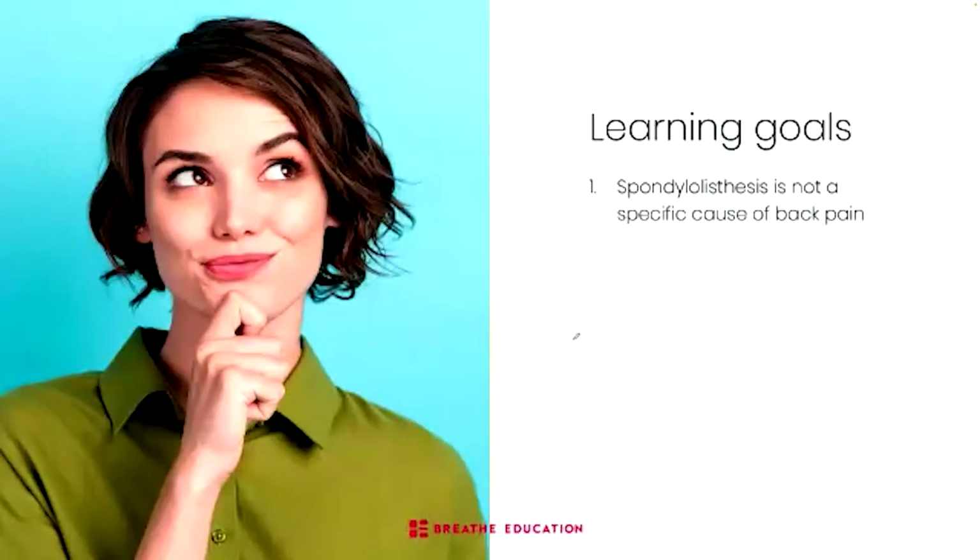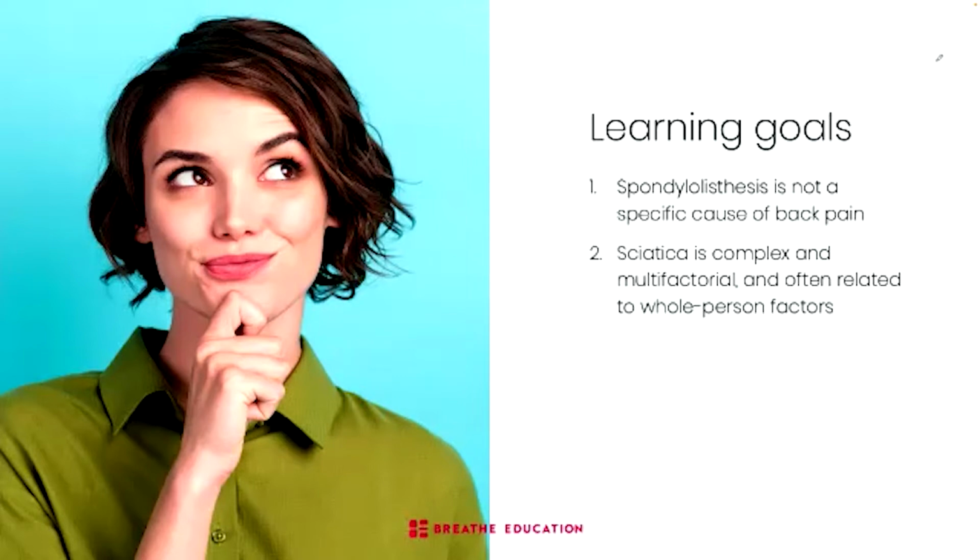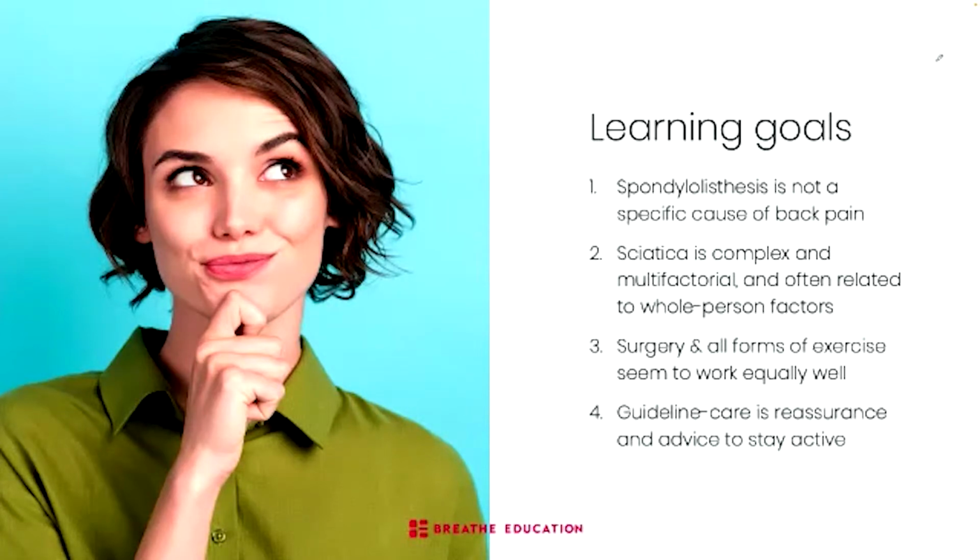So that is what I have for you. We said that spondylolisthesis is not a specific cause of back pain, using specific in that very advised context in reference to the guidelines. Sciatica is complex and multifactorial, and often related to whole person factors like mental health, systemic inflammation, central sensitization. Surgery and all forms of exercise seem to work equally well, which is awesome because it really doesn't matter what you do. As long as you do something, they're very likely going to get better. And guideline care is reassurance and advice to stay active.